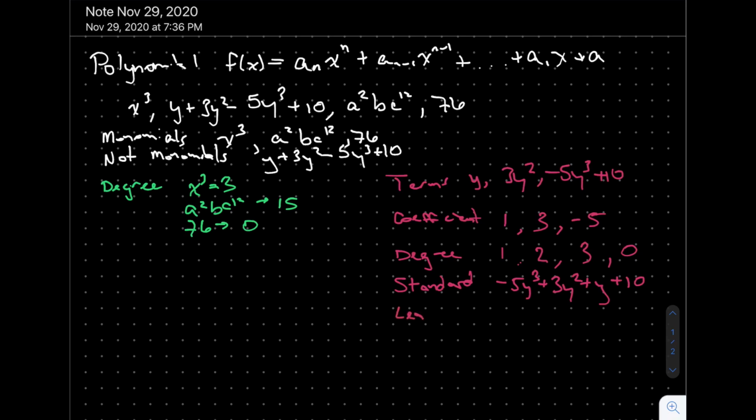The leading coefficient of this polynomial is the coefficient on the term of the highest degree. When written in standard form, the leading coefficient is just the very first number that you see. So the leading coefficient of this polynomial is negative 5. And then the degree of this polynomial, you go with the degree of the highest term, it's 3.